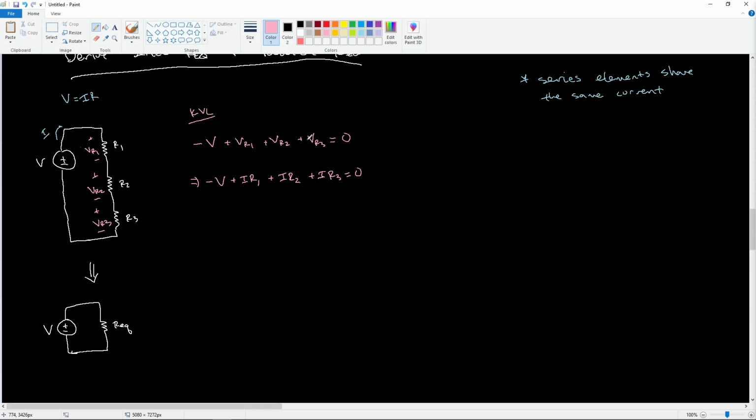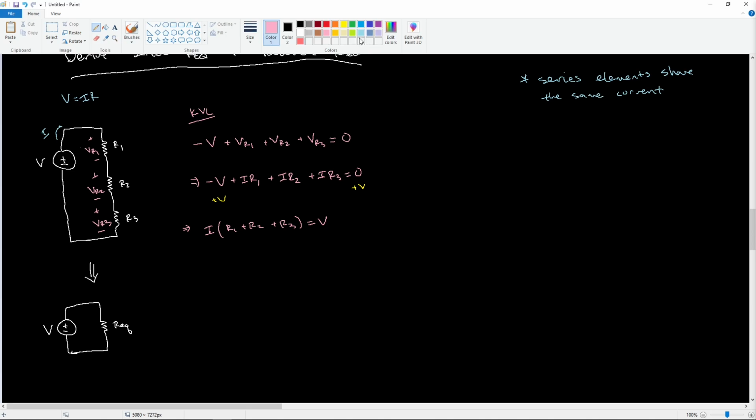And then what we can do is solve for I right away. We add voltage on both sides, and then we can factor out an I. If we factor out an I on this side, each resistance has I multiplied onto it, so we can say I times R1 plus R2 plus R3 will equal V. And notice what we have here.